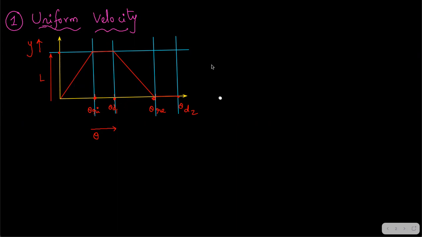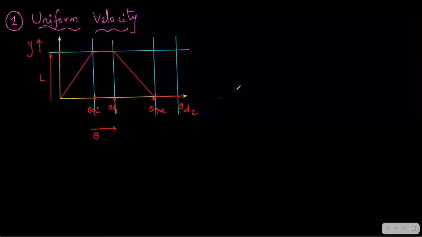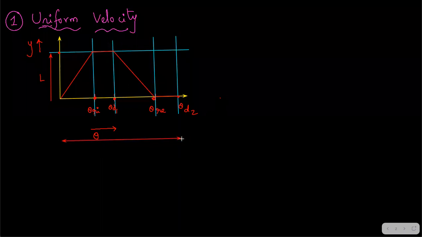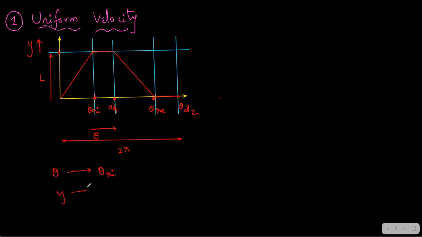Now we have to write an equation for this type of motion. An equation should be written so that mathematically we have the proof. The total length from here to here is 2 pi. Now see, I can say that as theta goes to theta Ri, y is tending to L, right? As theta is tending to theta Ri, y is tending to L.